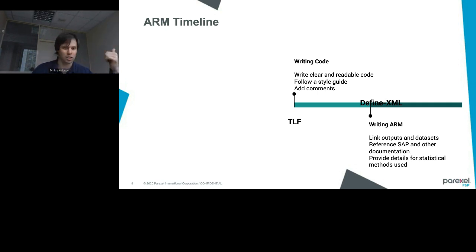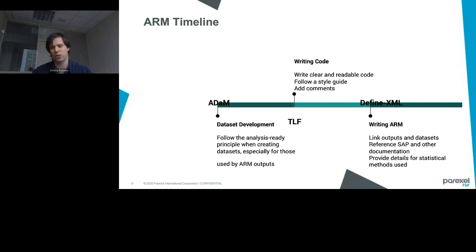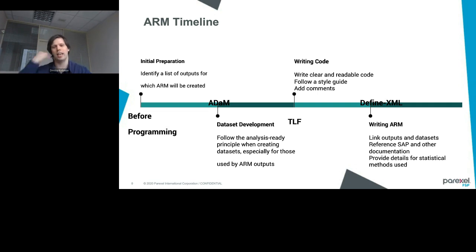And even that is not the starting point. When creating the ADaM datasets, you should make them ARM ready, and specifically for those datasets which are supporting your ARM outputs, you should create the variables which will allow you to use simple selection criteria. So basically what I want to say is that you start creating ARM not when your define-XML is ready, but even before the programming, when you identify your outputs.